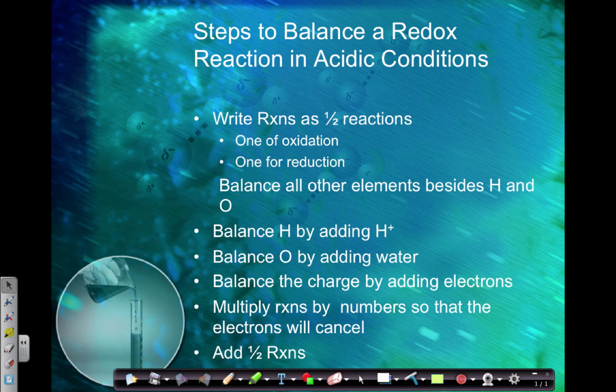You're going to be given an equation. You're going to write the half reactions from that equation, one for reduction, one for oxidation. Then you're going to balance all the other elements besides H and O. So besides hydrogen and oxygen, balance everything else. Then to balance the hydrogens, you're going to add H pluses to the equation. You're going to balance oxygen by adding water. And then after that, you're going to balance the charge by adding electrons. And then if the electrons do not cancel, you're going to multiply the reactions by numbers so that they will cancel. And then just put the half reactions together.